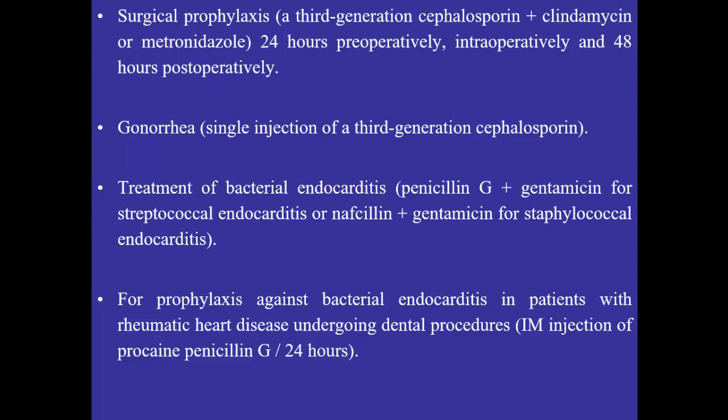I can use them in treatment of bacterial endocarditis: penicillin G plus gentamicin or nafcillin plus gentamicin for Staphylococcus and Streptococcus endocarditis. And as I told you, this combination is beneficial for synergistic effect and decreases the side effects of both of them. I can use penicillin and cephalosporins for prophylaxis against bacterial endocarditis in patients with rheumatic heart valvular disease undergoing dental procedures. I give him an intramuscular injection of procaine penicillin G 24 hours before any procedure.